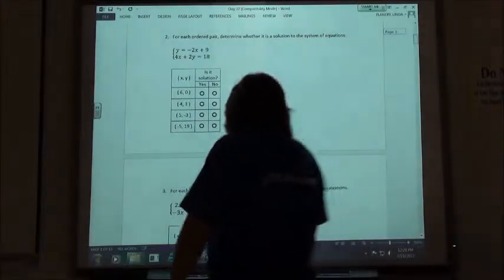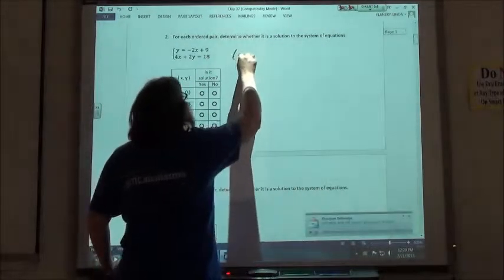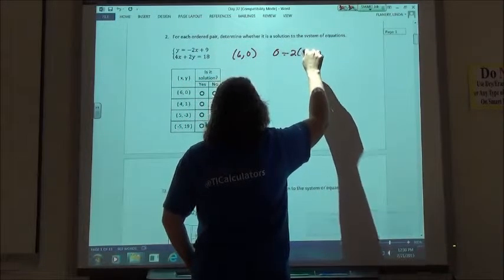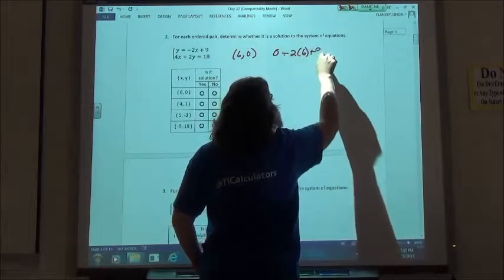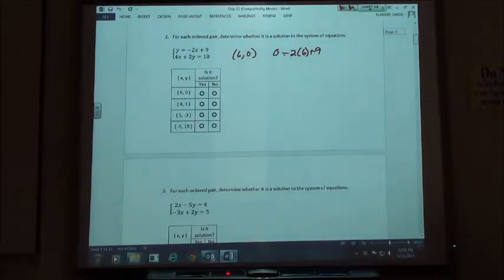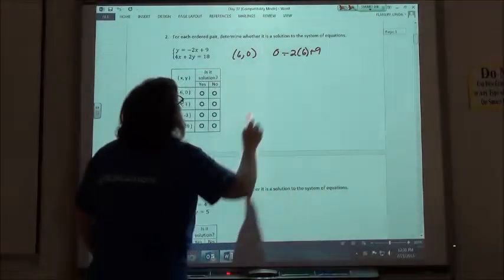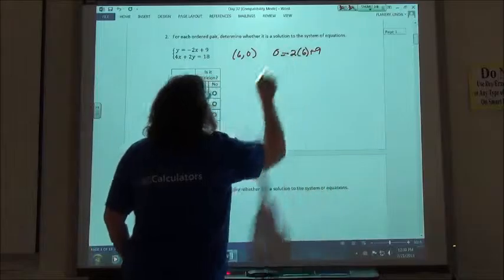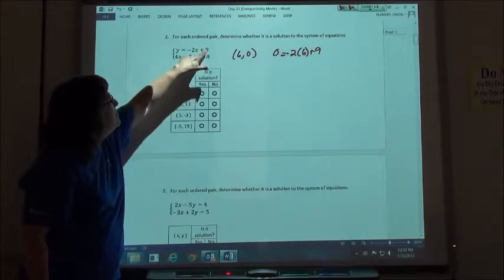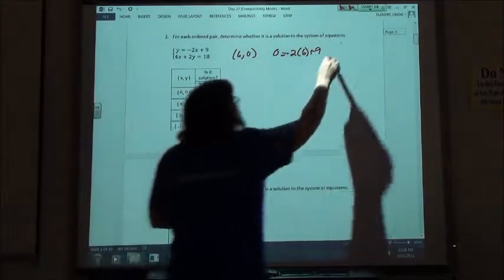So the second one we are going to check, putting in our 6, 0. 0 in for y, does that equal negative 2 times our x value of 6 plus 9? Negative 2 times 6. Putting it in here, does 0 equal negative 2 times 6 plus 9? No. So that's a no.